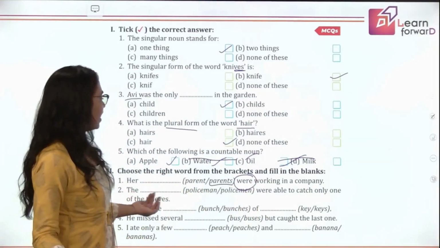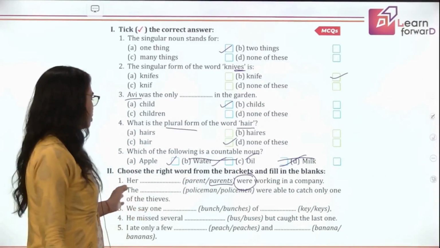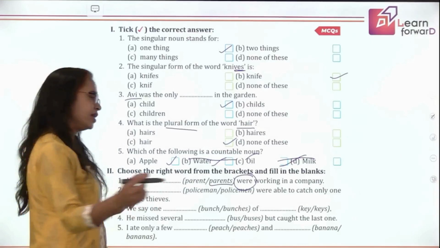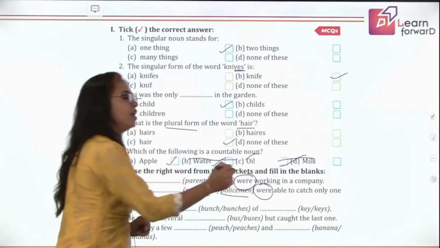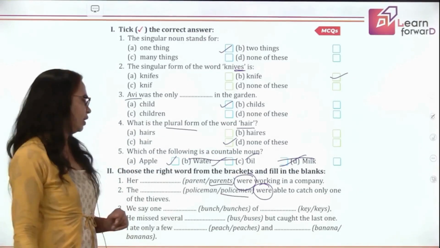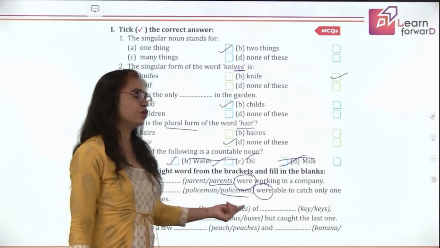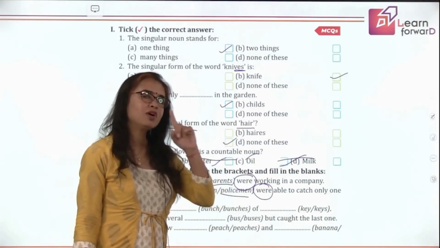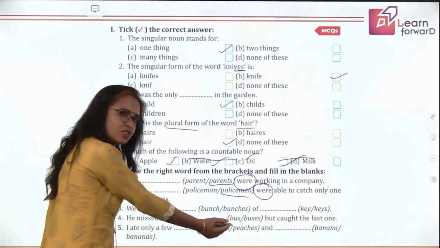The dash were able to catch only one of the thieves. So the policemen. Because again here we are using plural. Good. We say one dash of dash. Because it is one. So which one is the correct answer? Bunch or bunches?